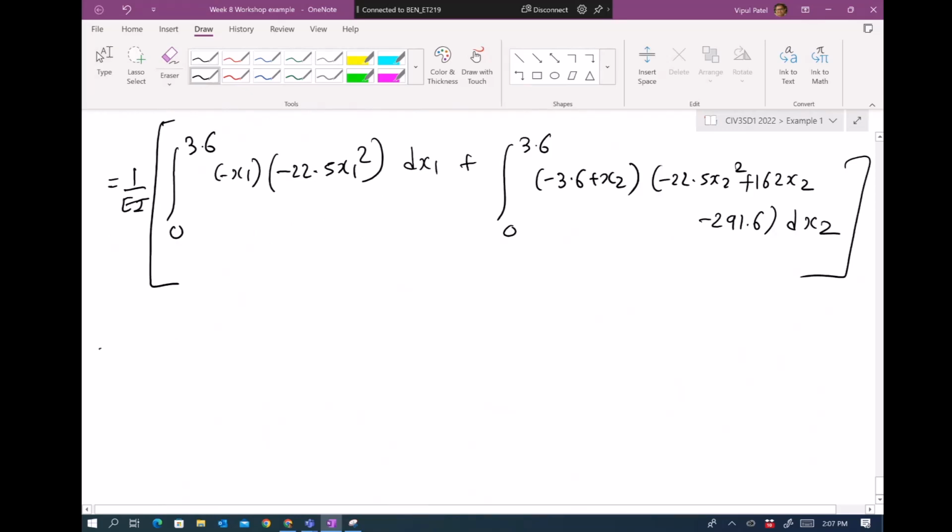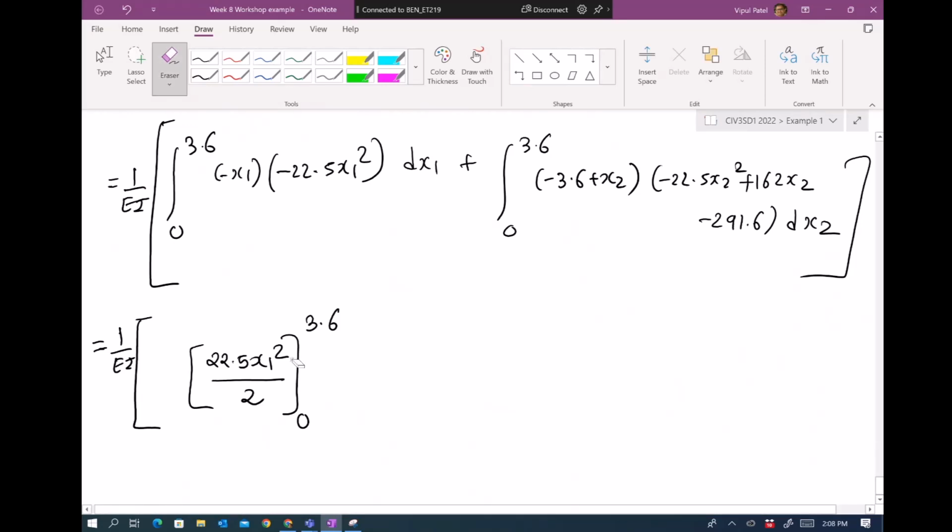Right? So 22.5 x1 square over 2. And that is 0 to 3.6. Right? Positive x1 square, 3. That's right. Positive 21, not cubed. 4 and 4, right? Still a lot of small things.